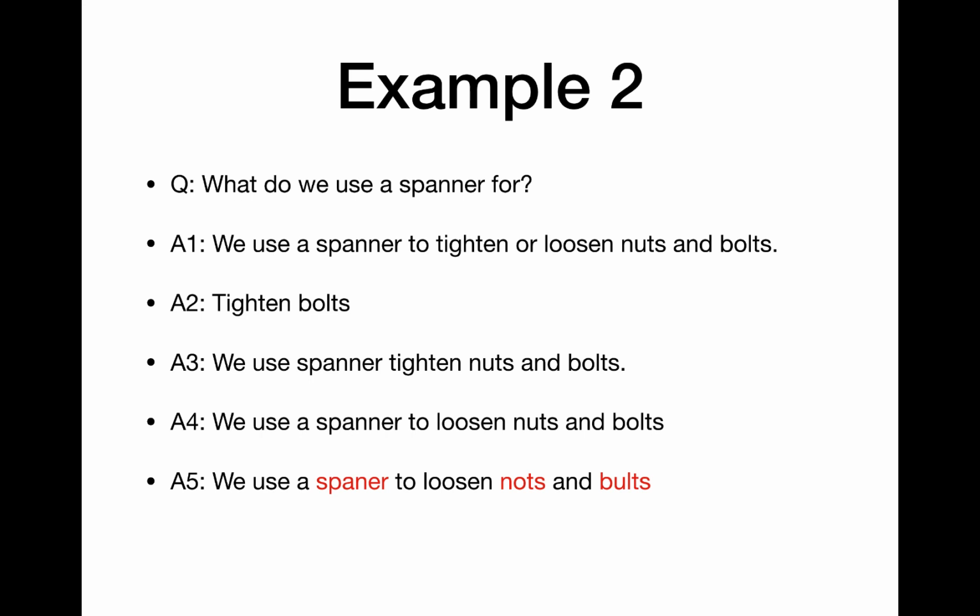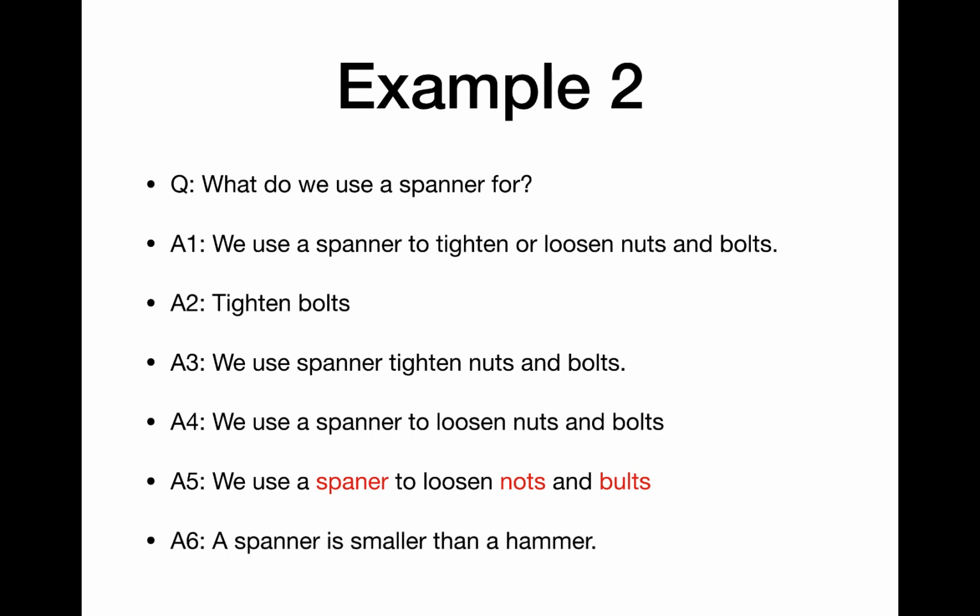Answer number 5, we use a spanner to loosen knots and bolts. Now, this is a complete sentence that addresses the prompt, but there are 2 issues with this. Firstly, spanner, knots, and bolts are spelled incorrectly, and there's no period at the end of this sentence. The grammar is correct, however, so we would award this response 1 point.